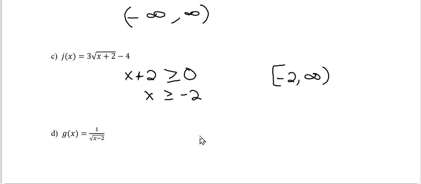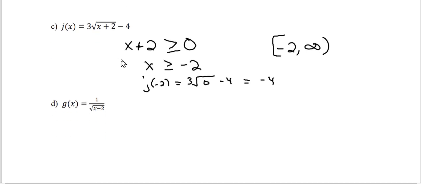J of negative 2 in this case is 3 times the square root of 0 minus 4, which is negative 4. And that's okay. No problems there. And anything bigger than negative 2 would be okay inside that root.